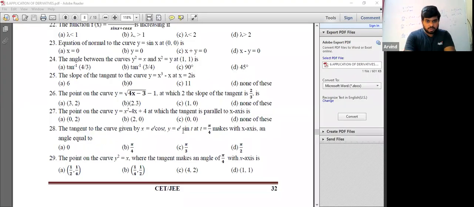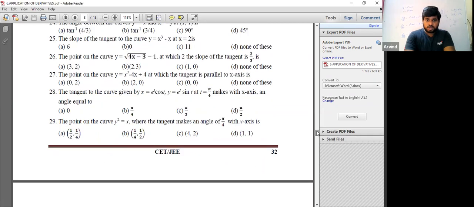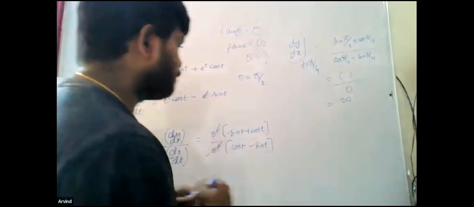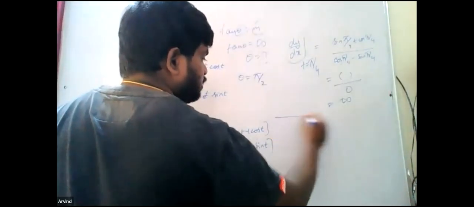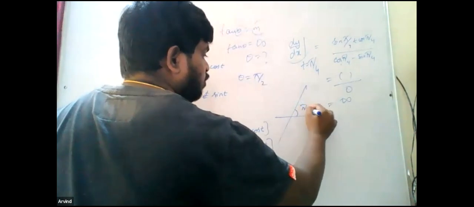Similarly, the point on the curve y square is equal to x, where the tangent makes an angle pi by 4 with the x-axis. So here they have given theta. What is the point? They have given you the angle. The tangent makes an angle pi by 4.